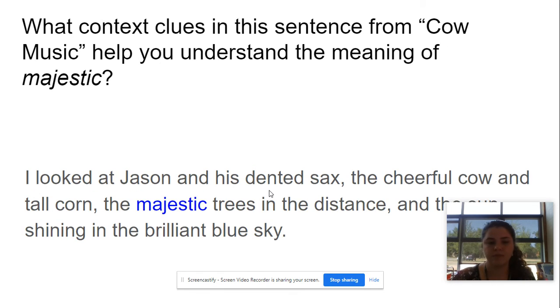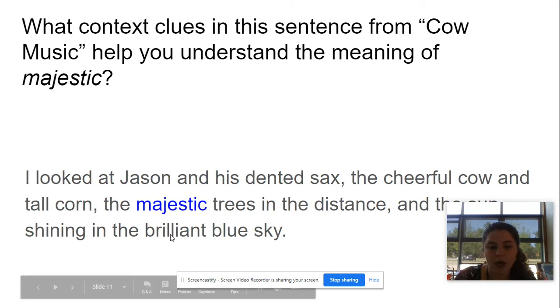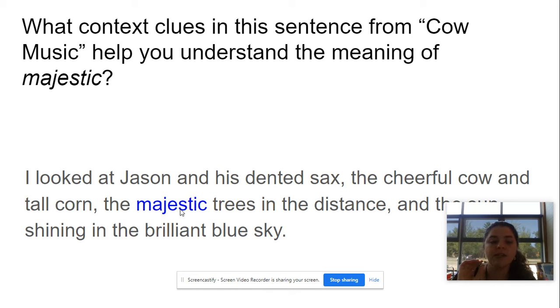Last one. "I looked at Jason and his dented sacks, the cheerful cow and tall corn, the majestic trees in the distance, and the sun shining in the brilliant blue sky." Looking at the word majestic, if I don't know what it means, looking at my clues, I'm going to see a synonym right here. Brilliant, I think, is a synonym for majestic, which means the same thing. So I'm going to say that majestic means beautiful, brilliant, so they're describing the trees in a positive way.